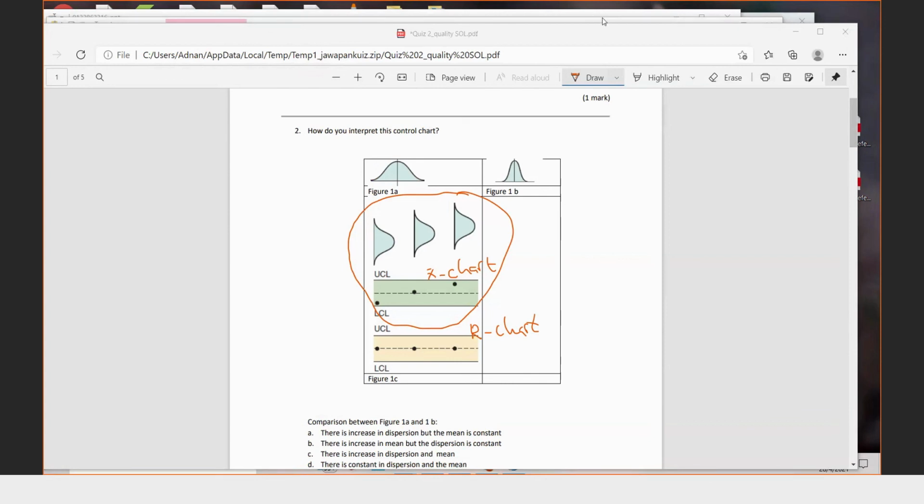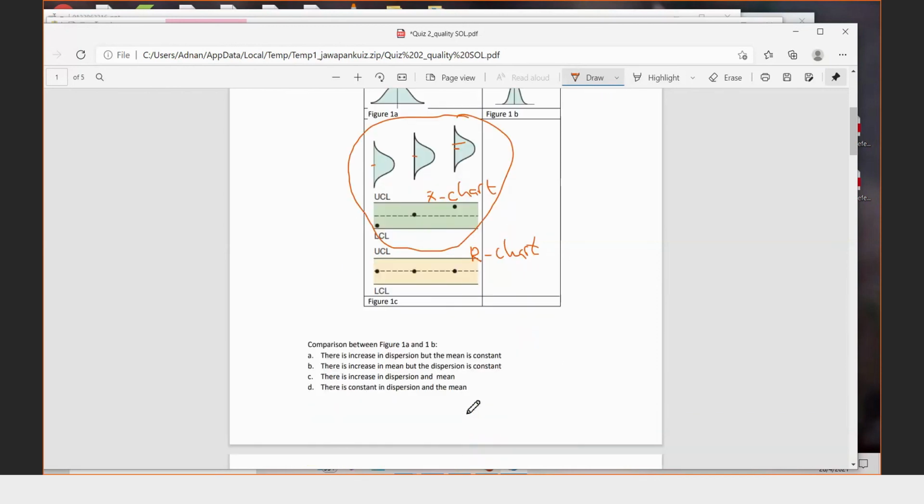Okay, dispersion constant, mean change. Okay, is correct. So Nazrin kata mean change. Betul lah, mean dia change. Okay, mean dia increase. Okay, tapi dispersion sama. So let's see jawapan kat sini.